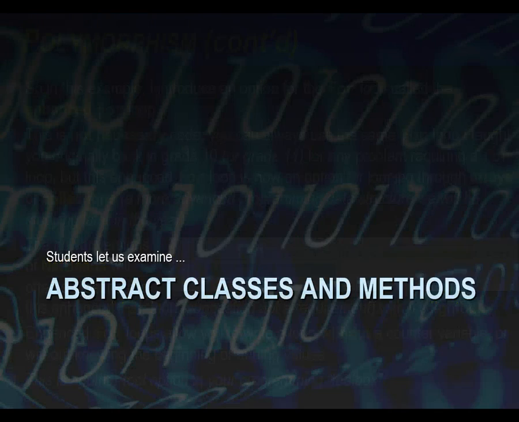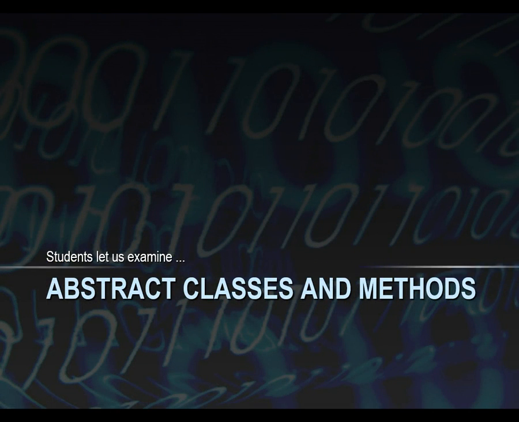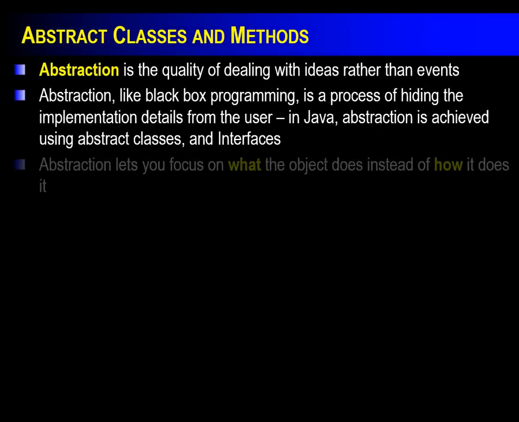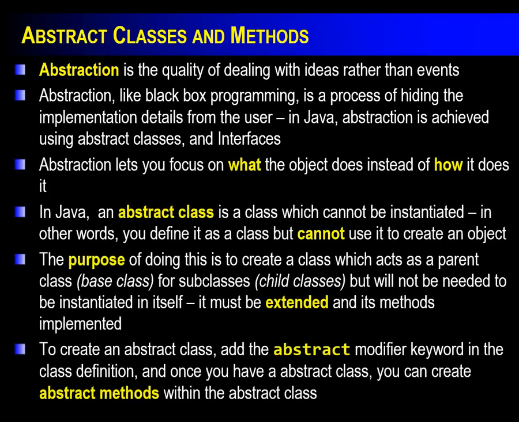Okay, moving on, today we're going to start looking at the concept of abstraction. And this is a big programming concept. We're going to look at something called an abstract method and also something called an abstract class. The whole concept of abstraction, that word itself, is the idea of dealing with ideas rather than events. Or in other words, you deal with general things and not specific things.